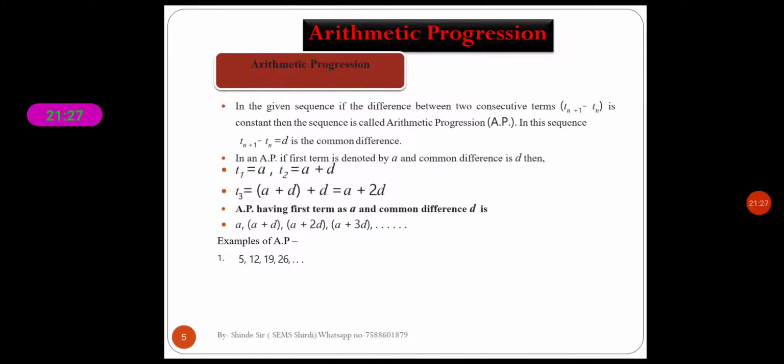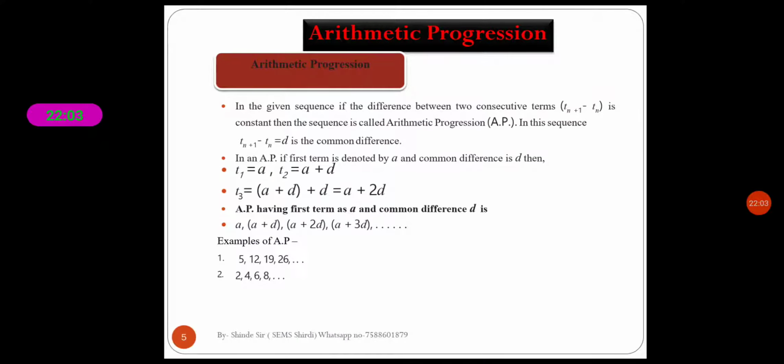Here if we find the difference between two consecutive terms: T2 minus T1, 12 minus 5, is 7. T3 minus T2, 19 minus 12, is 7. It means the difference between two consecutive terms is constant. That's why 5, 12, 19, 26 is an AP. Why? Because D is equal to 7.